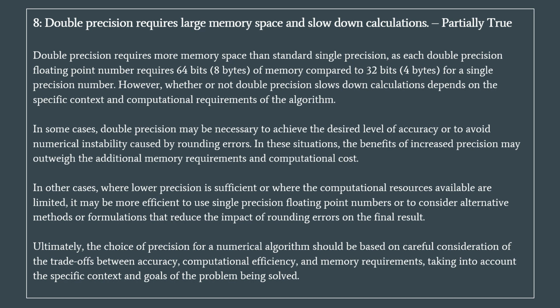So in these situations, the benefits of increased precision may outweigh the additional memory requirements and computational costs. In other cases where lower precision is sufficient or where the computational resources available are limited, it may be more efficient to use single precision floating point numbers. So ultimately, the choice of precision for a numerical algorithm should be based on careful consideration of the trade-offs between accuracy, computational efficiency, and memory requirements, taking into account the specific context and goals of the problem being solved.